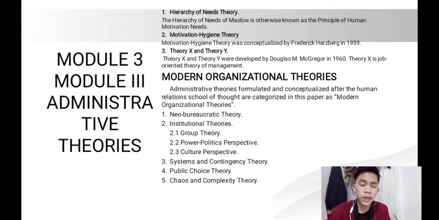So in the human relation theories, you also have the hierarchy of needs, the motivation hygiene theory, and theory X and Y. For the hierarchy of needs, the hierarchy of needs of Abraham Maslow is otherwise known as the principle of human motivation needs. This perspective believes that human needs are primary job motivators. There are 5 fundamental human needs that are arranged in ascending order, according to Abraham Maslow, a psychologist who created the theory in the clinic.